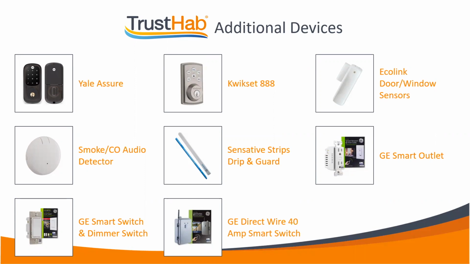The EcoLink door and window sensors provide an important security feature that immediately triggers an alarm when the magnetic field is broken. So these responsive contact sensors allow on-site teams to gain visibility into important locations and provide peace of mind for residents. Then there's our smoke and carbon monoxide audio detector.